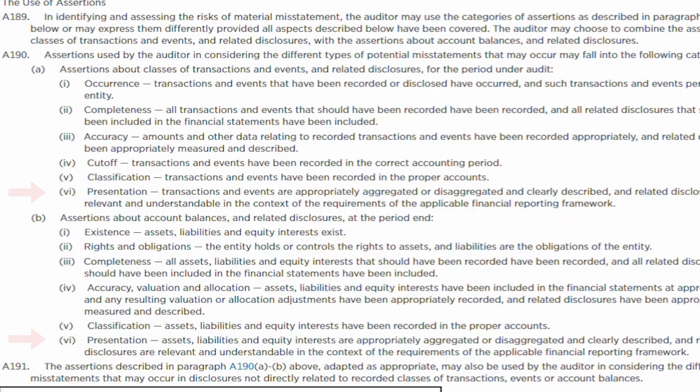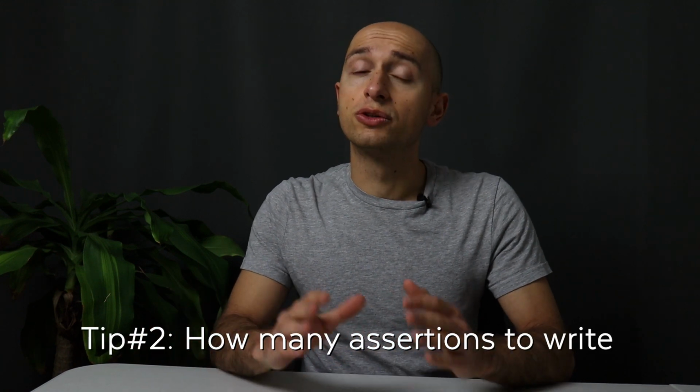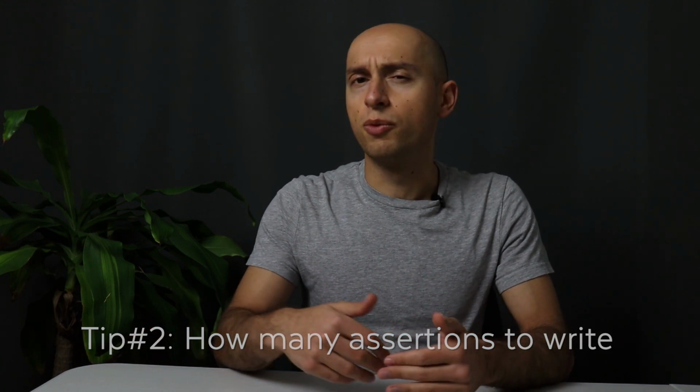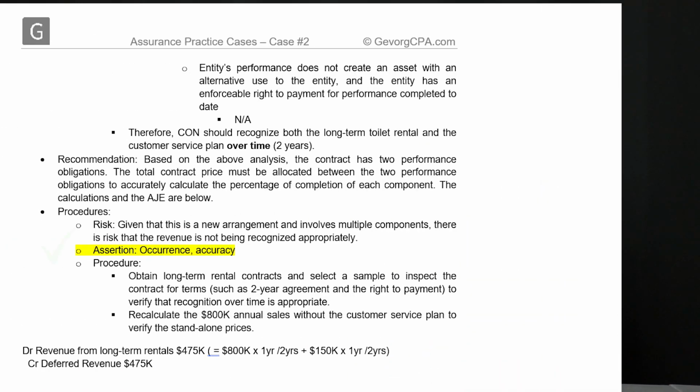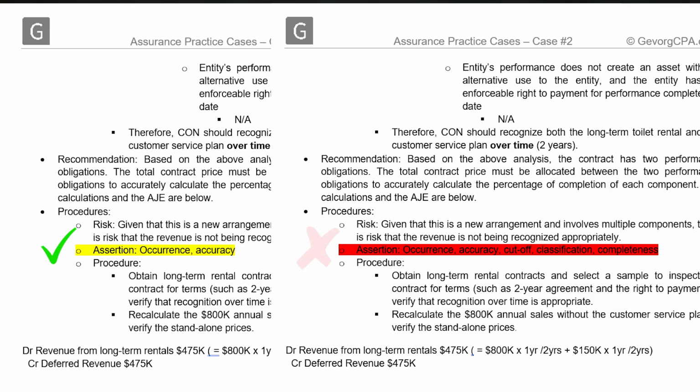Now, when you debrief CPA cases, you'll notice sometimes they'll put a few assertions. When I'm coaching students, I often get the question, how many assertions do I need to put to get a C? The magic number is 1 or 2, with 3 being the absolute maximum. Don't write anything more because the marker will know you're just making things up.